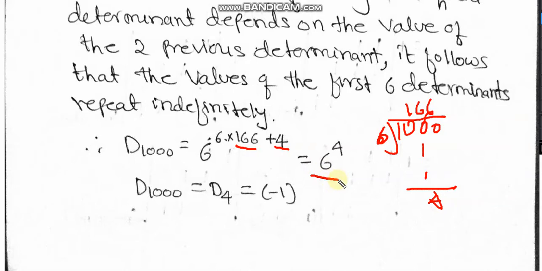So it is d raised to 4, I can check, right? This is the repetition cycle and the remainder 4 gives me the value. What is d4? That is minus 1. So d1000 repeats at d4 and d4 is minus 1.